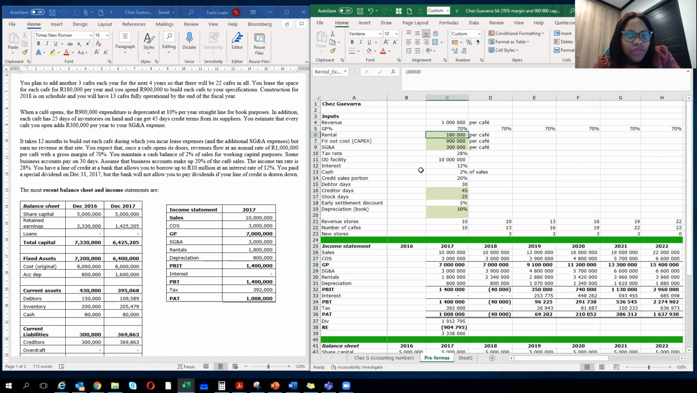It says once the cafe opens, revenues will flow at an annual rate of 1 million per cafe. This is going to become quite handy at the bottom, where we've got the total number of cafes, as you've added 13, 16, 19. If you've set this up nicely in your Excel, all you have to do is multiply the revenue per cafe by the total number of cafes that are operational each year.